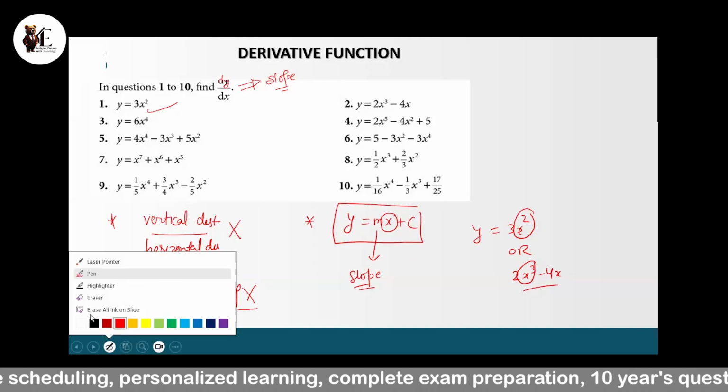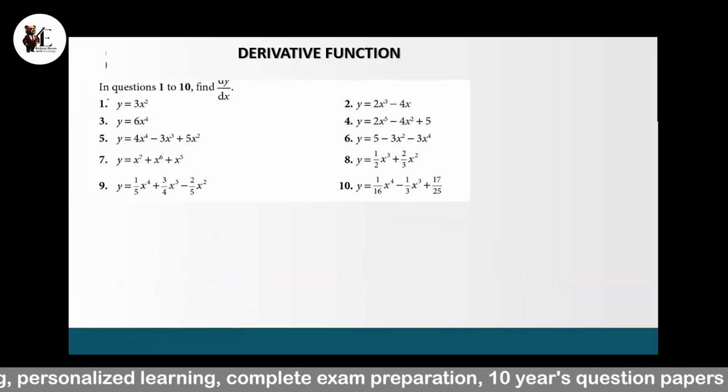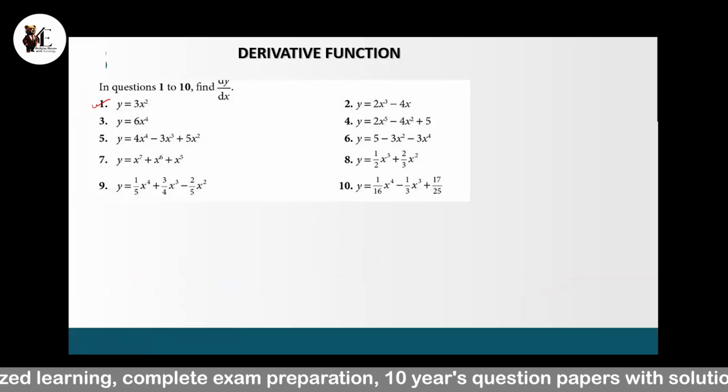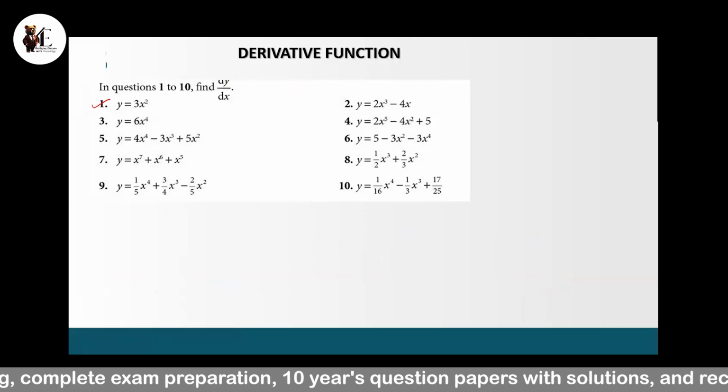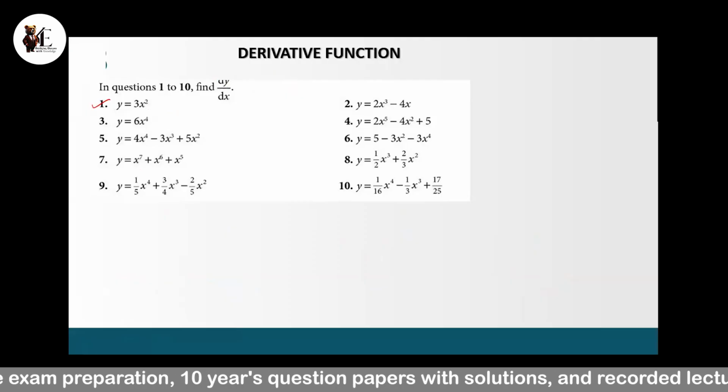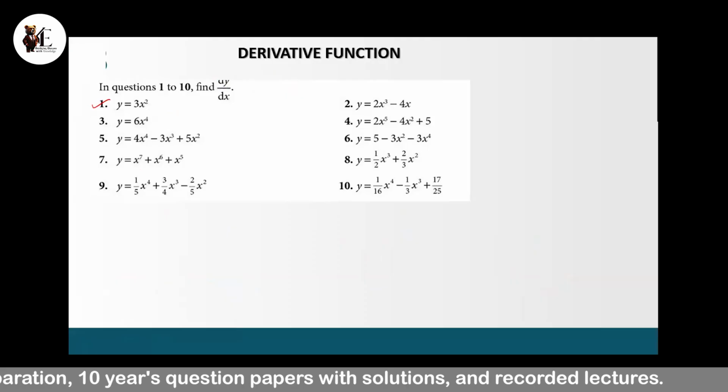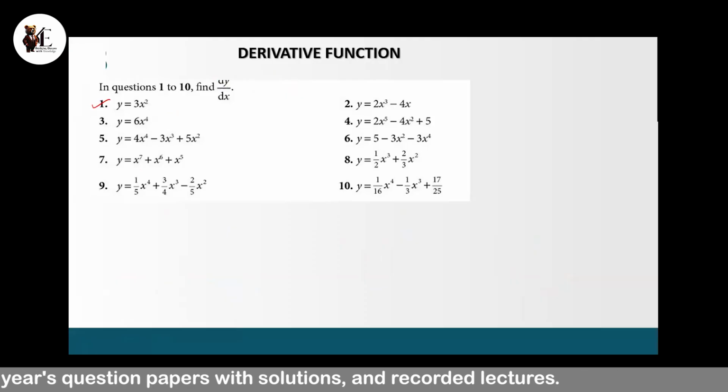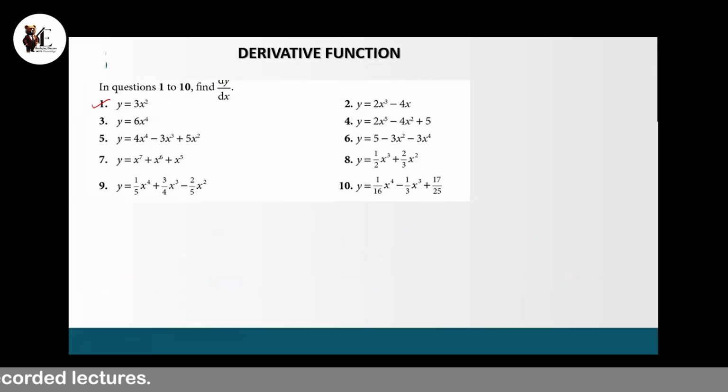So if you know differentiation, please tell me what will be the answer of the first one. y equals 3x square. I am not sure. Okay, so the differentiation. Okay, let me write some formulas.